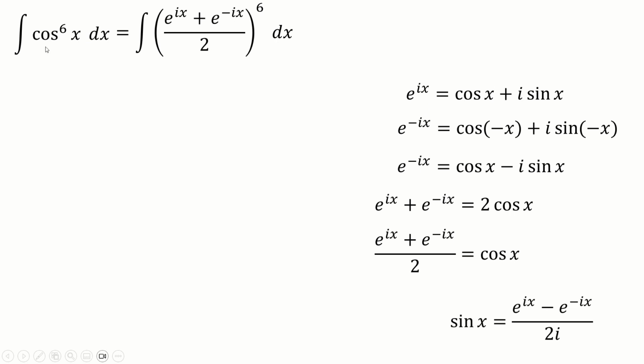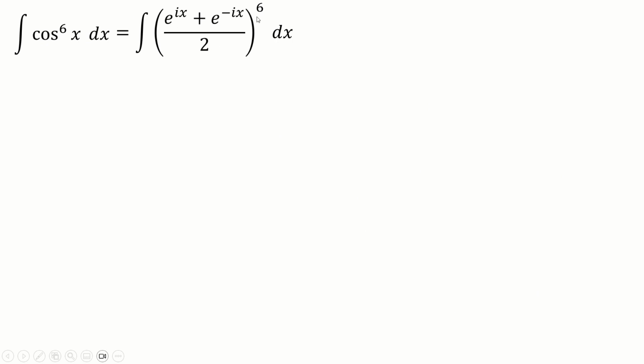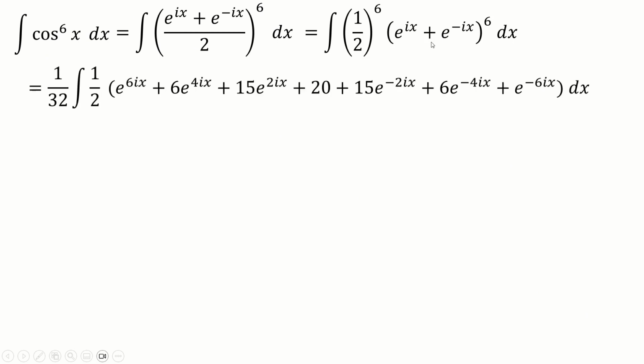So it doesn't matter that the cos is the one here. It could be the sine. I would just do exactly what I'm about to do with this one here. It wouldn't make a difference. Anyway, I'm going to binomially expand this thing here. After I pull out the half to the power 6, I can then binomially expand this thing here. It turns into this. A half to the power 6 is 1 over 64.